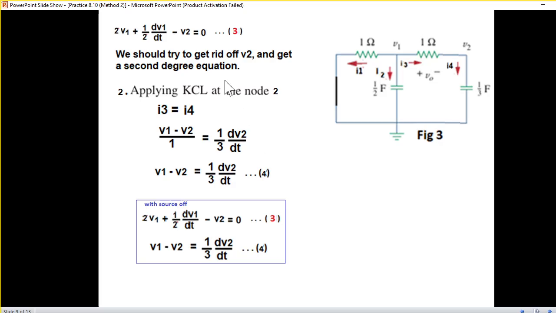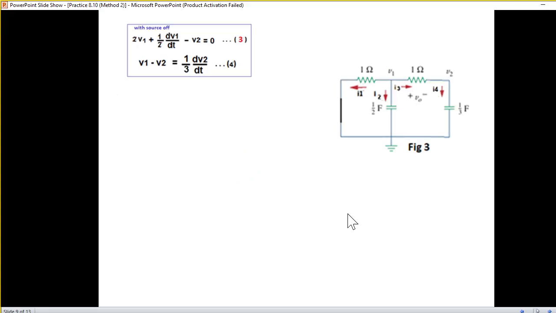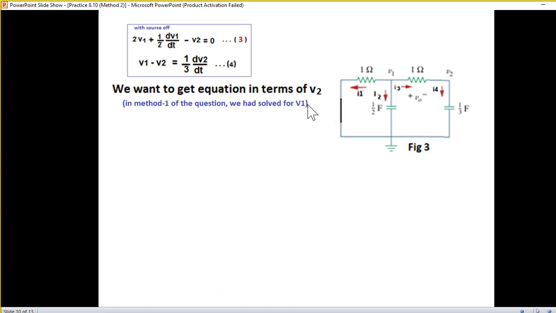So we had found equation number 3, and this is equation number 4. We'll be using these two to form a differential equation. What we'll do, we want to get the equation in terms of V2. Now, in the first method, we were getting the equation in terms of V1. I'm just showing that if you want to get the equation in terms of V2, it is equally good, no problem.